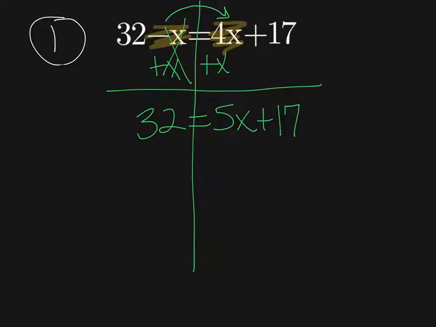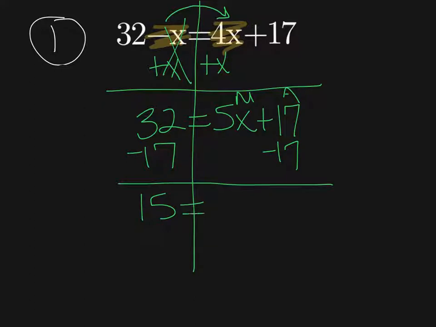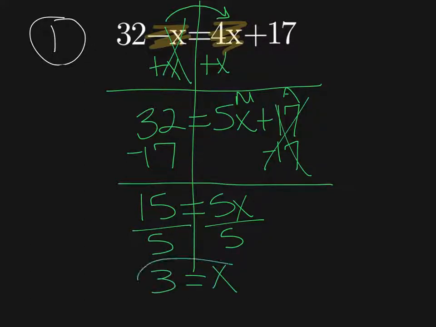Now it's just a two-step equation. So this is multiplication and this is addition. So I'm going to get rid of my addition first. So I'm going to subtract 17. So this is going to be 15 equals 5x. The 17's go away. Now do your division, divide by 5, and x equals 3. And there's my answer.